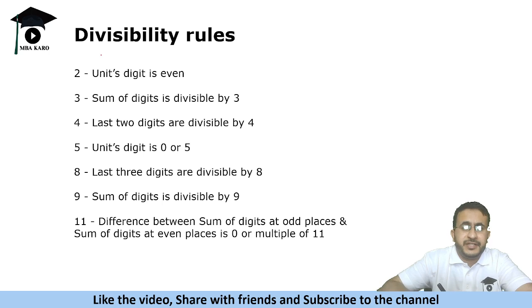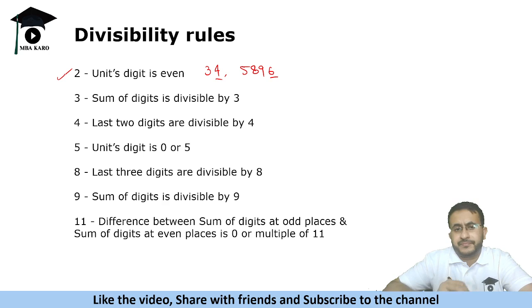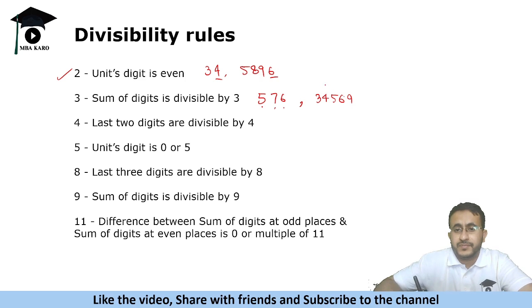Now, here are some common divisibility rules. If a number's units digit is even, then the number is divisible by 2. So let's say 34, 5896. These are divisible by 2. For 3, if the sum of the digits is divisible by 3, the number is divisible by 3. So if we see 5 plus 7, 12, 12 plus 6, 18, so 7, 12, 18, 27. So this is divisible by 3.